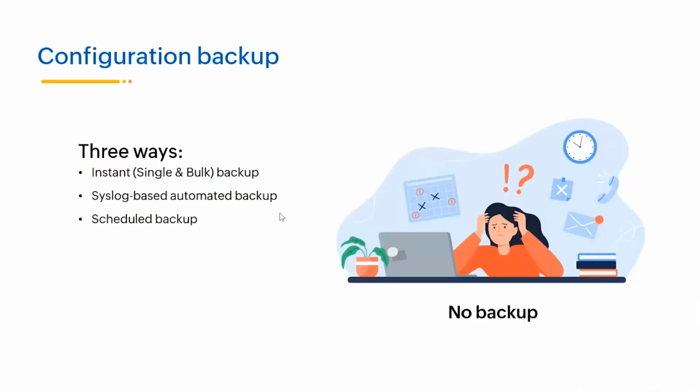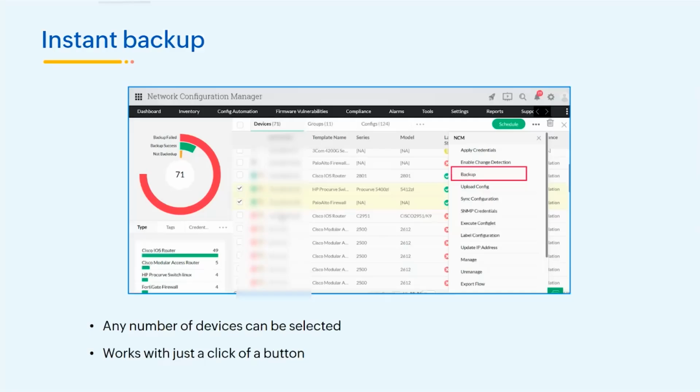Now, Network Configuration Manager offers 3 ways to perform backups. So one is instant or bulk backup, syslog-based automated backup, and scheduled backup. So let's start with instant or bulk backup. So if a new device is discovered in your inventory, you can select the device and click on backup, and this will immediately back up the configuration for that device. You can also perform this action for multiple devices at once.